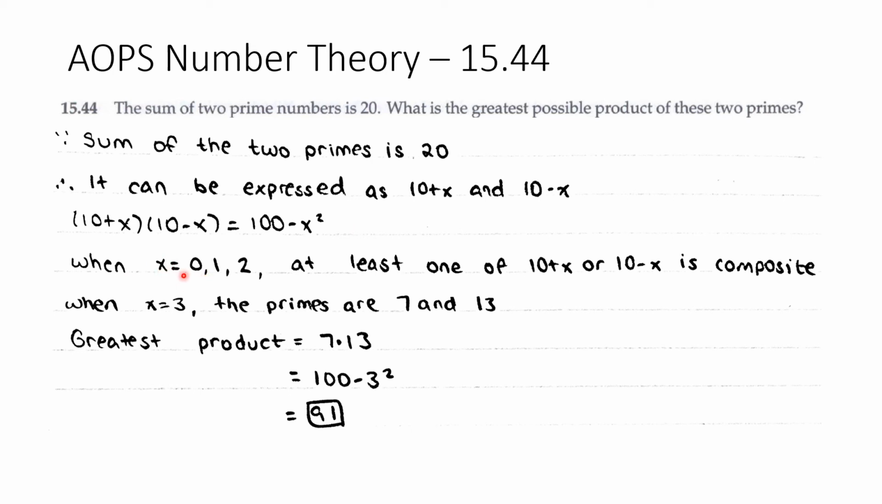So then if we try x equal to 0, 1, or 2, at least one of 10 plus x or 10 minus x is composite. So like for example, if x is equal to 0, then 10 plus x and 10 minus x are both 10, which is composite. And if x is equal to 1, it's 11 and 9, and 9 is composite. And if it's equal to 2, it's 12 and 8, which are both composite. So then if we try x equal to 3, these two, 10 plus x and 10 minus x, are 7 and 13, which are both prime. So that means the greatest possible product of these two primes is 7 times 13, which is equal to 100 minus 3 squared, which is equal to 91.